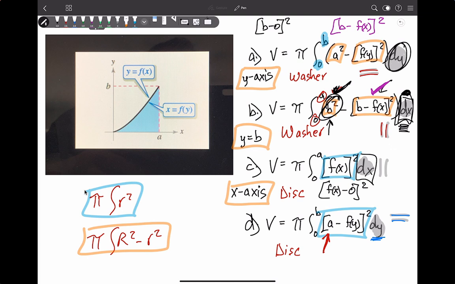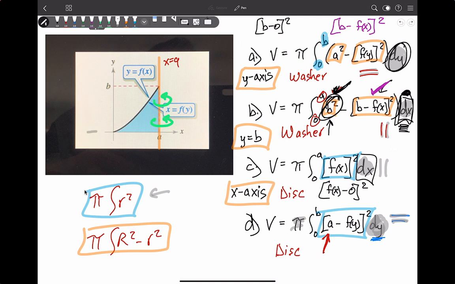Let's test that out. So x equals a is going to be a vertical line. Let me go ahead and write that over here. x equals a is that vertical line, and we're saying, well, maybe it rotates about this axis. And if it does, let's go through the steps to make sure everything checks out. First of all, we do have horizontal slices. Check, with the dy. It is a pi r squared. It is a disk method because this blue region is touching this axis of revolution everywhere with no gaps.